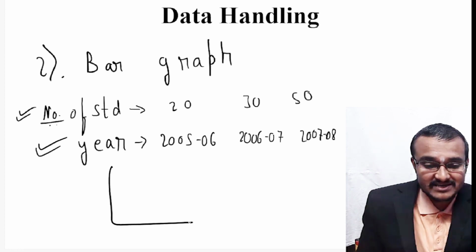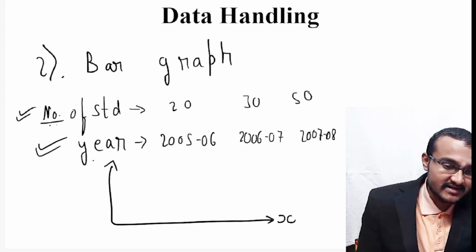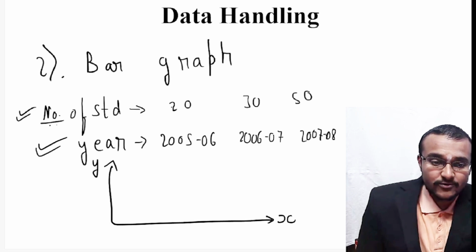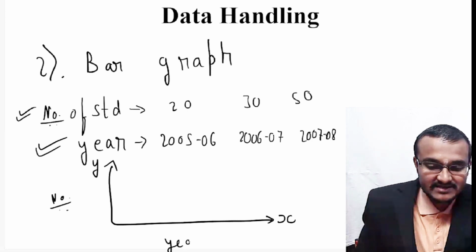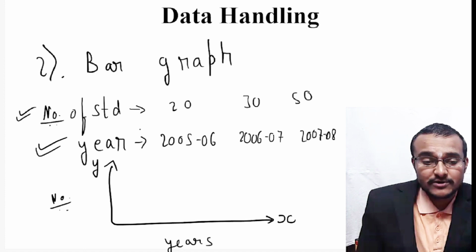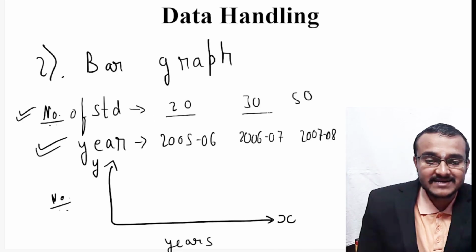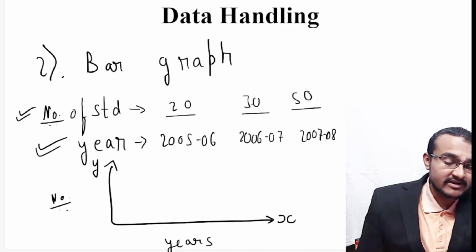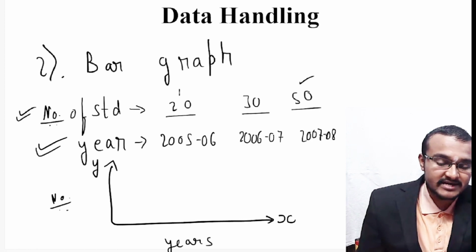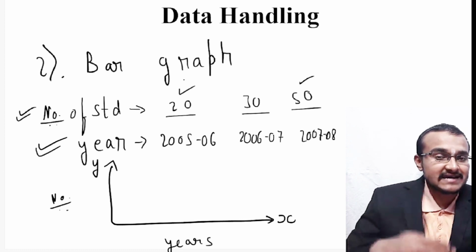So let us take academic years on the x-axis. Always remember, the horizontal axis will be the x-axis and the vertical axis will be the y-axis. Now I have to scale the y-axis. I am taking the number of students on the y-axis and academic years on the x-axis. You have to scale your y-axis so that it contains up to 50. The maximum data point here is 50 and the minimum data point is 20. So at least 20 and 50 should be included while scaling your y-axis.